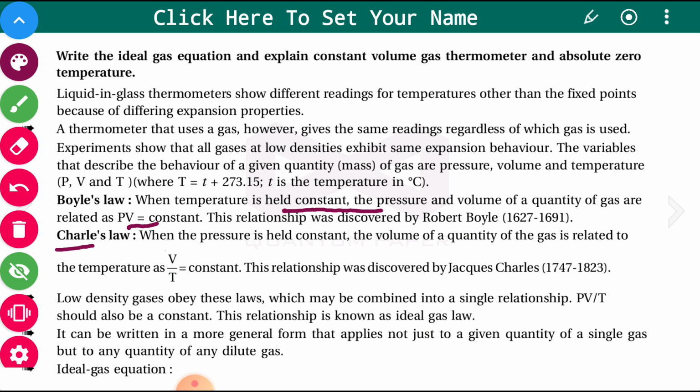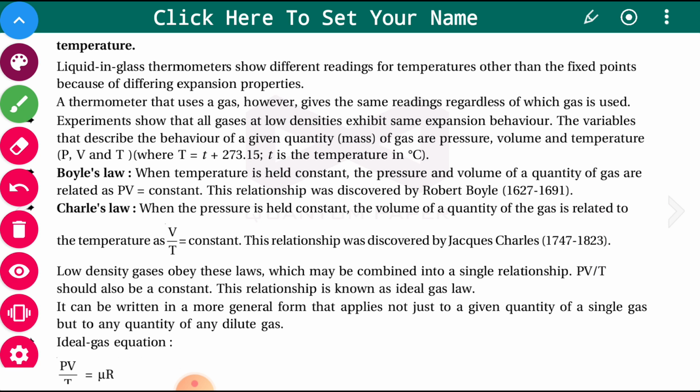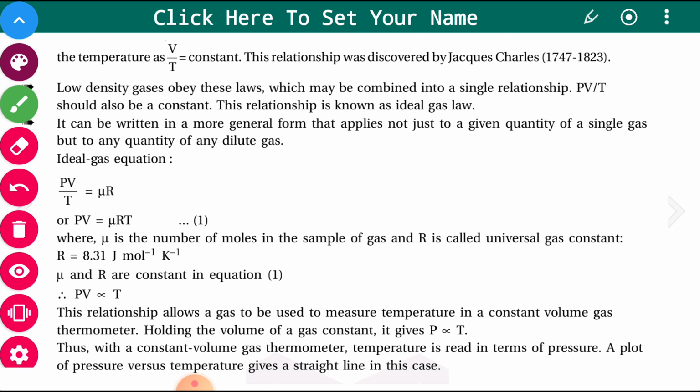When the pressure is held constant, the volume of a quantity of gas is related to the temperature. So V upon T is constant, and this relationship was discovered by Charles. Now if you combine these laws, then we have the equation PV is equal to mu RT, where mu is the number of moles, which is our relationship, the ideal gas equation.